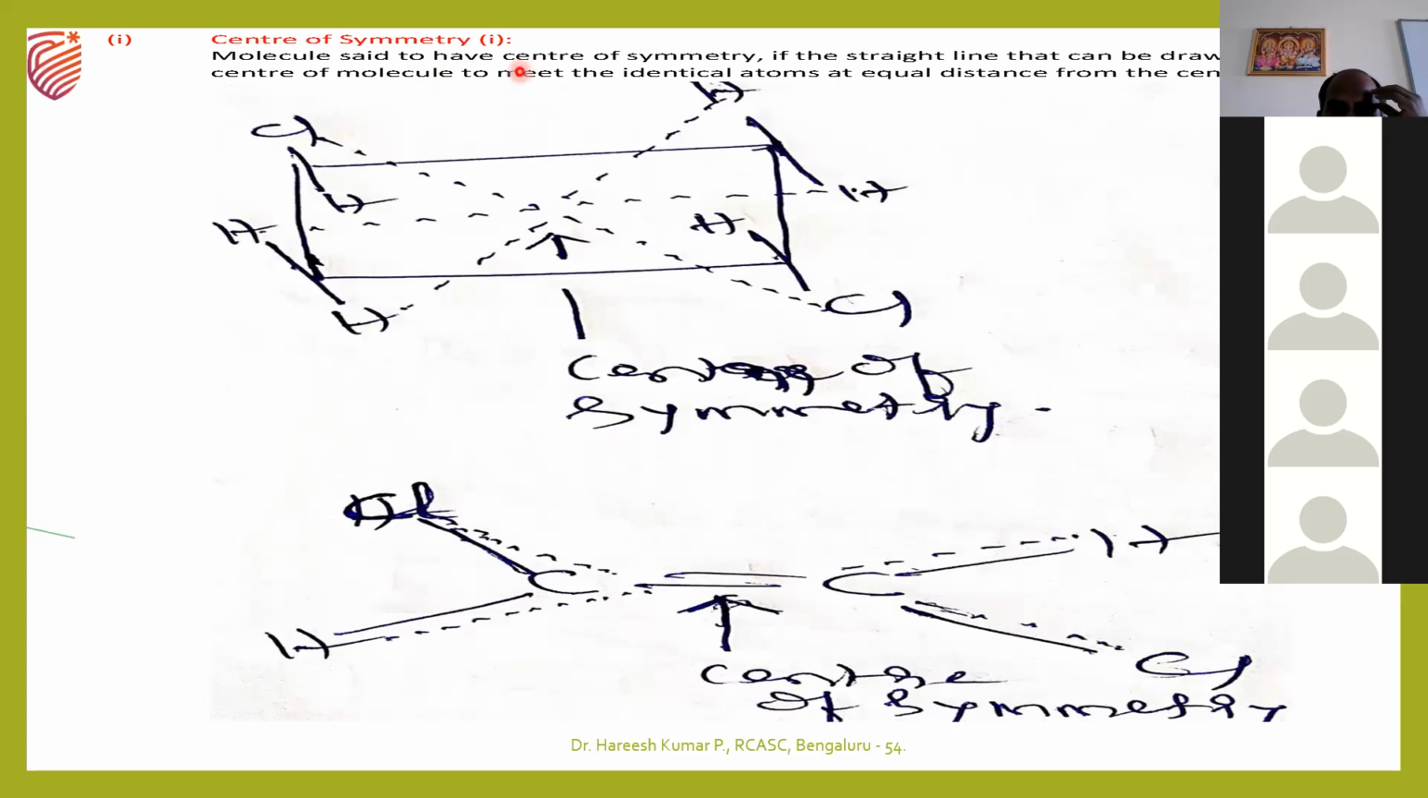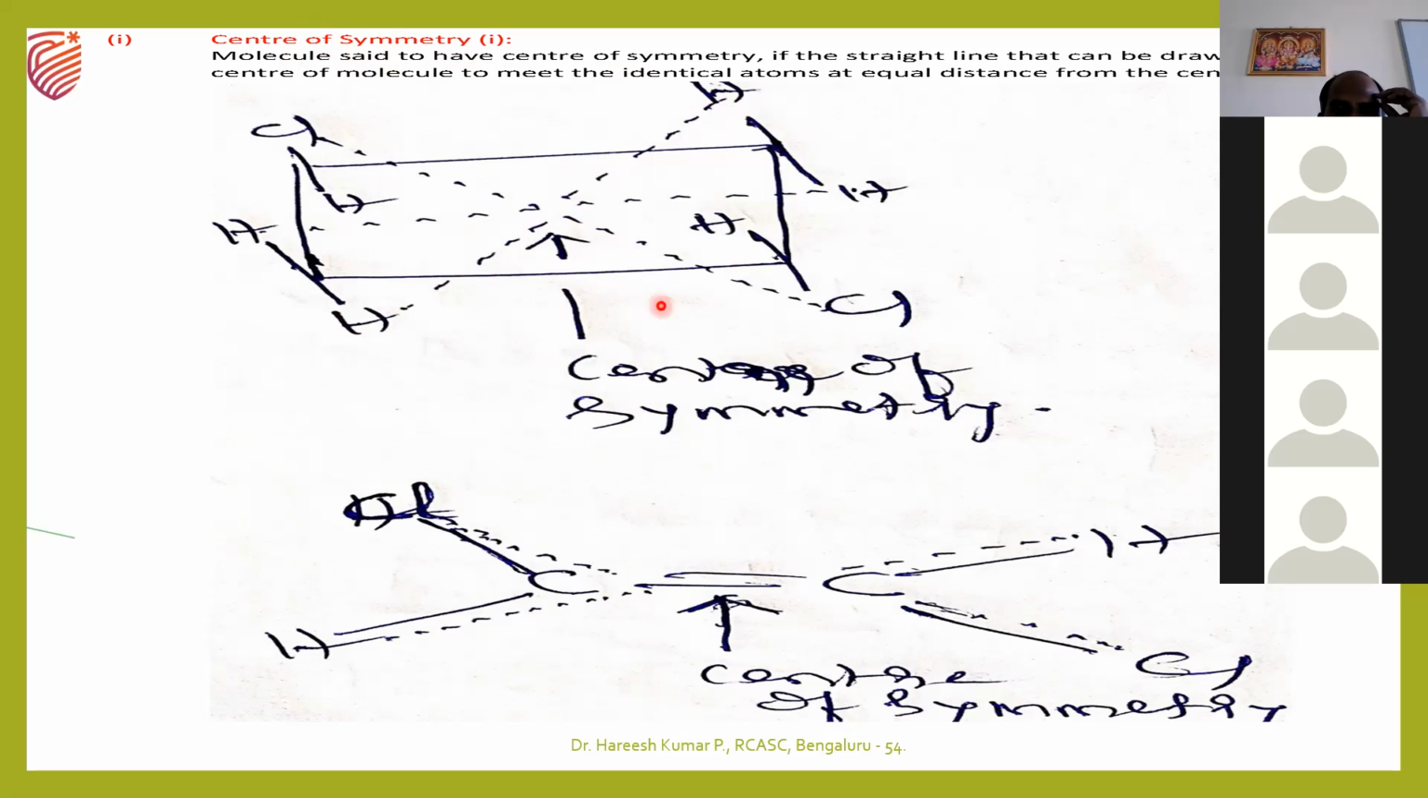Okay, this is the plane of symmetry. And the center of symmetry. Center of symmetry means it's a line passing through the center and meeting the identical group. If the distance from center to an identical group is the same as from center to another identical group, such compounds exhibit a center of symmetry. So what does it mean? Center of symmetry means an imaginary line passing through the center to meet the identical group. Such compounds exhibit a center of symmetry.